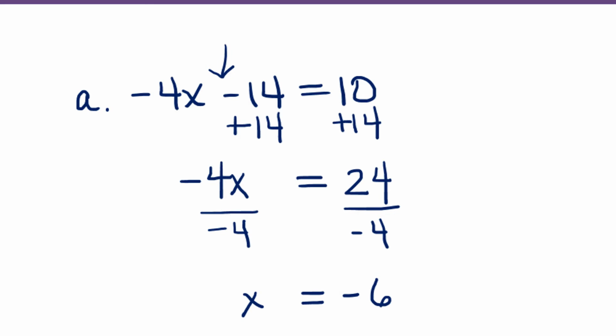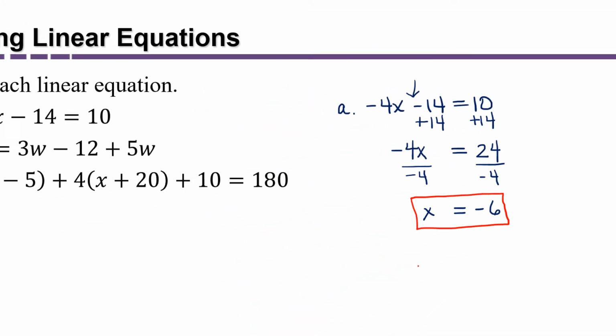And we're done. We've isolated the variable. Our solution is the number negative 6. That's the number that we could plug in for x and make the original equation true.